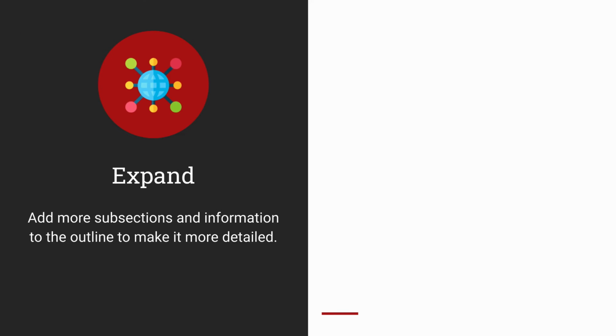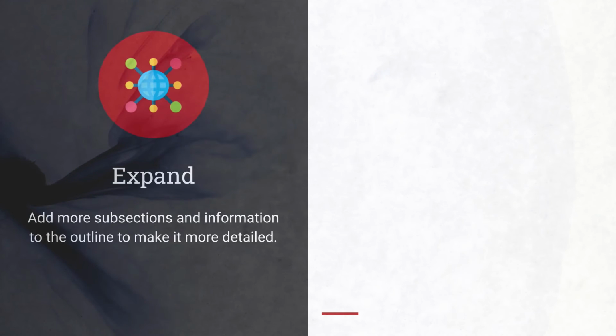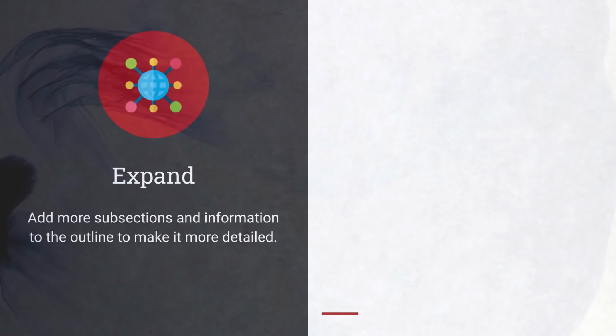Well, now you have your outline ready. It's time for you to expand on your outline. You will be adding more subsections and also information to the outline to make it more detailed. You will be adding in the details to your outline so that the writing process will be very easy. You need to keep in mind that there are two types of expansions. One is detailed outlining and the second one is abstract outlining.